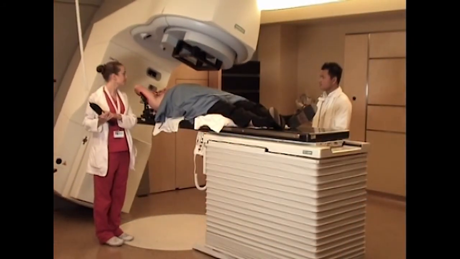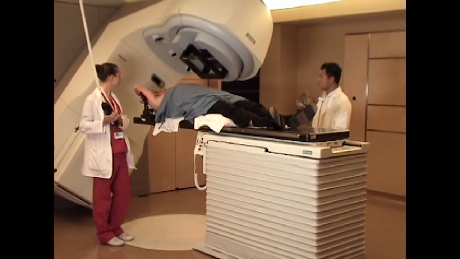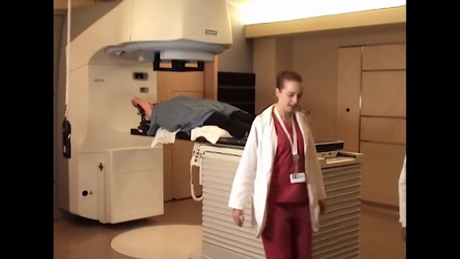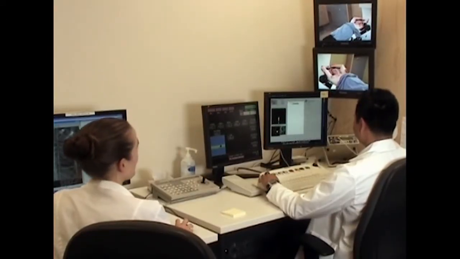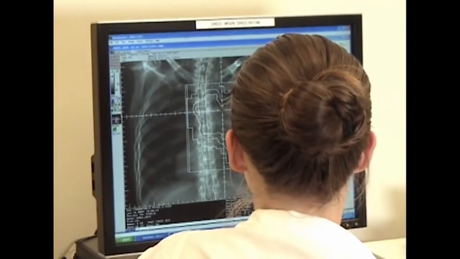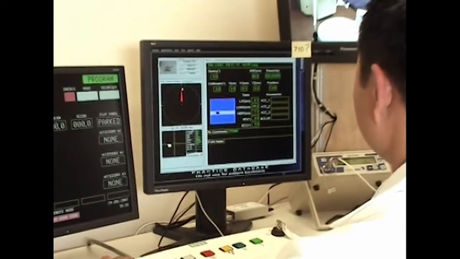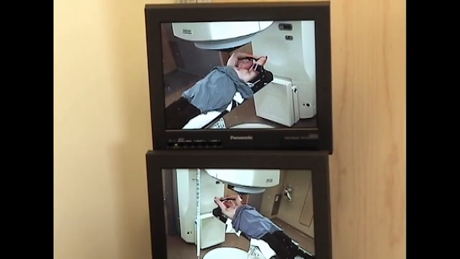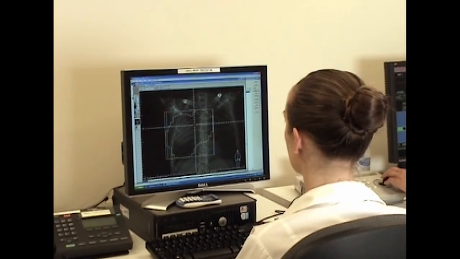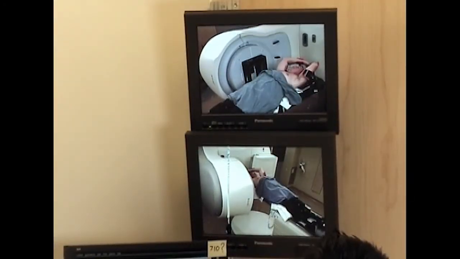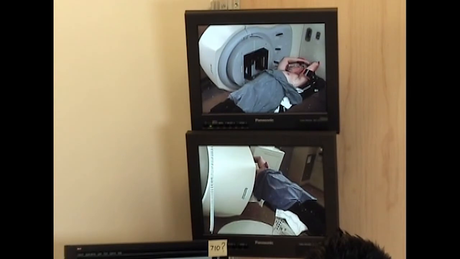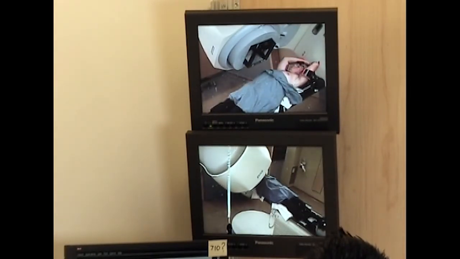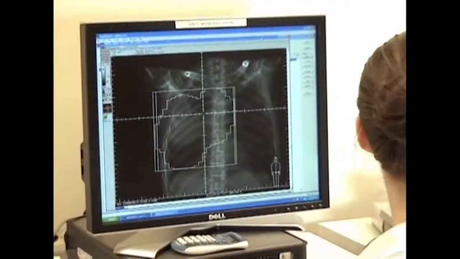Once satisfied that you are correctly positioned and the machine is aligned, the radiation therapist will proceed to the control room. You will be alone in the treatment room, but the therapist can see you via television monitors and can speak with you at any time via an intercom system. It is important to remain still during the delivery of your radiation treatment. Continue to breathe normally. You will not see or feel anything from the radiation. On the first day, your radiation therapist may step back into the treatment room to check on your position and to ensure that you are comfortable.